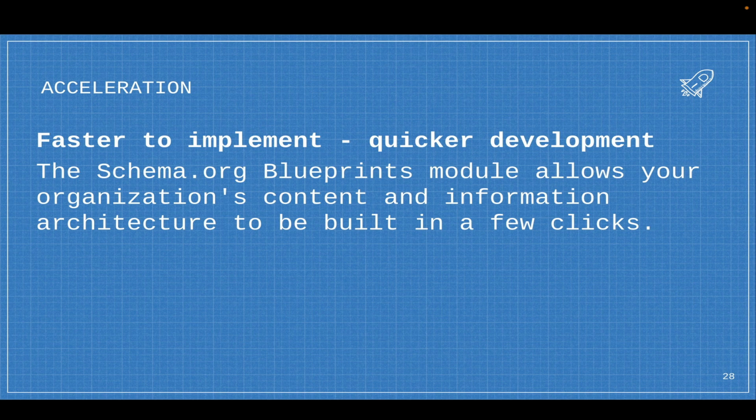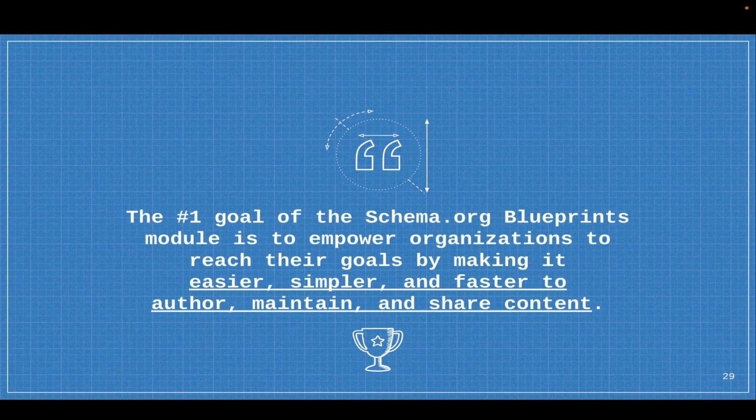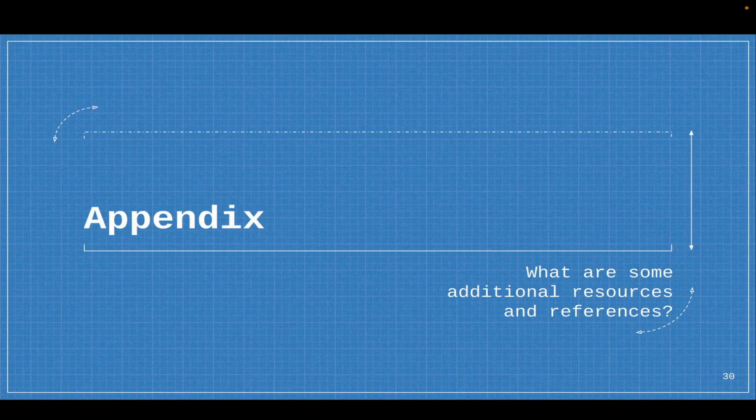And one of the goals, I don't spend a lot of time on, is to get you 80% there. So you have a preliminary base architecture that meets your organization's needs, and the remaining 20% is the custom stuff that Schema.org can't really get to, or it just needs a little extra thought. And really, the number one goal of the Schema.org Blueprints module is to empower organizations to reach their goals by making it easier, simpler, and faster to author and maintain and share content, period. That's it. That's the business pitch. Frankly, to your site business owner, that's the pitch.